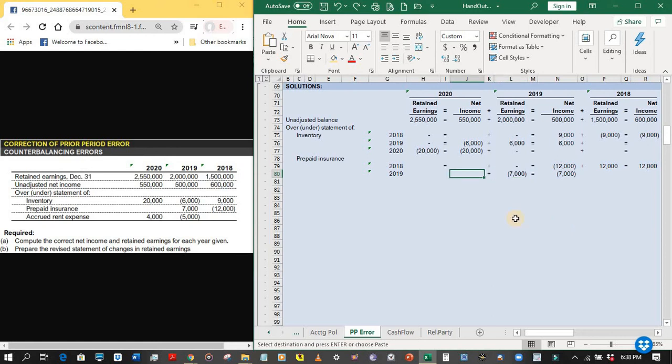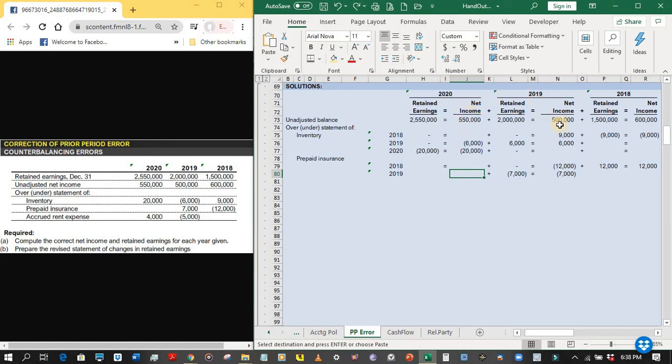And again, since an error in prepaid insurance is a counterbalancing error, it means that the net income in the succeeding years will also be misstated. So in this case, the 2020 net income is also misstated by 7,000 pesos. So the question is, is it understatement or overstatement? Since the net income in 2019 is overstated by 7,000 pesos, in order to self-correct the misstatements at the end of 2020 retained earnings, the net income in 2020 must be understated.